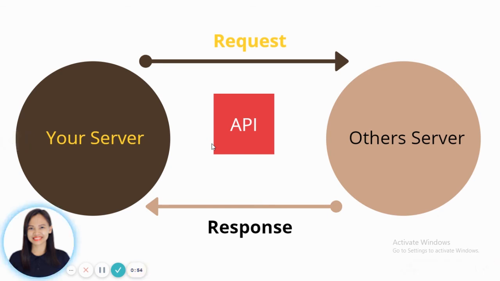As a summary, what an API can do is that starting from your server, you are the client server. It requests data from another server, and then the other server responds. So this is how an API works. You can get data from another server, other web application, or other organization through an API.